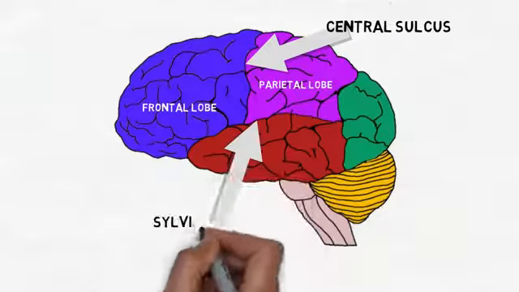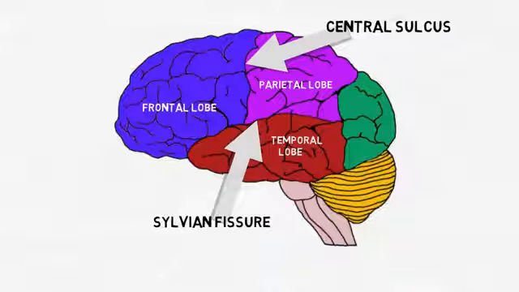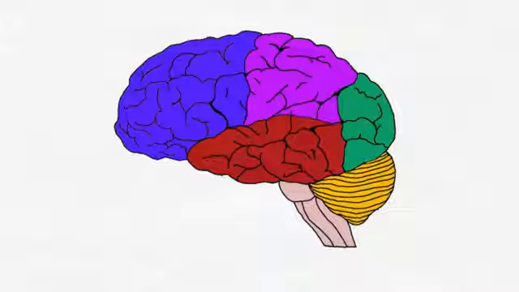This sulcus is known as the Sylvian fissure, and it separates the temporal lobe from the rest of the cerebral hemisphere. The occipital lobe is found at the back of the brain, but it doesn't have such a clear division separating it from the rest of the brain. There are certain functions associated with the lobes, but any short description of these functions is oversimplified, as each is involved in many different processes.